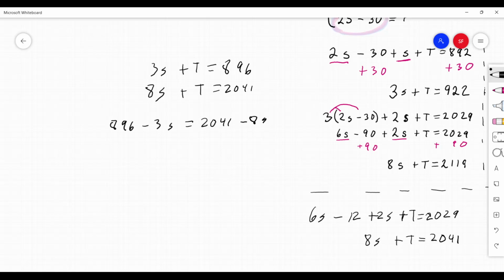Sorry, y'all. I'm just trying to get something that's usable here. Yes, 5s equals, what's 2041 minus 896? 1,145. Oh, look at that. That's going to come out even. Stupid typo. 1145 divided by 5 equals, look at that. That's the right answer. Yeah, that's what I have.